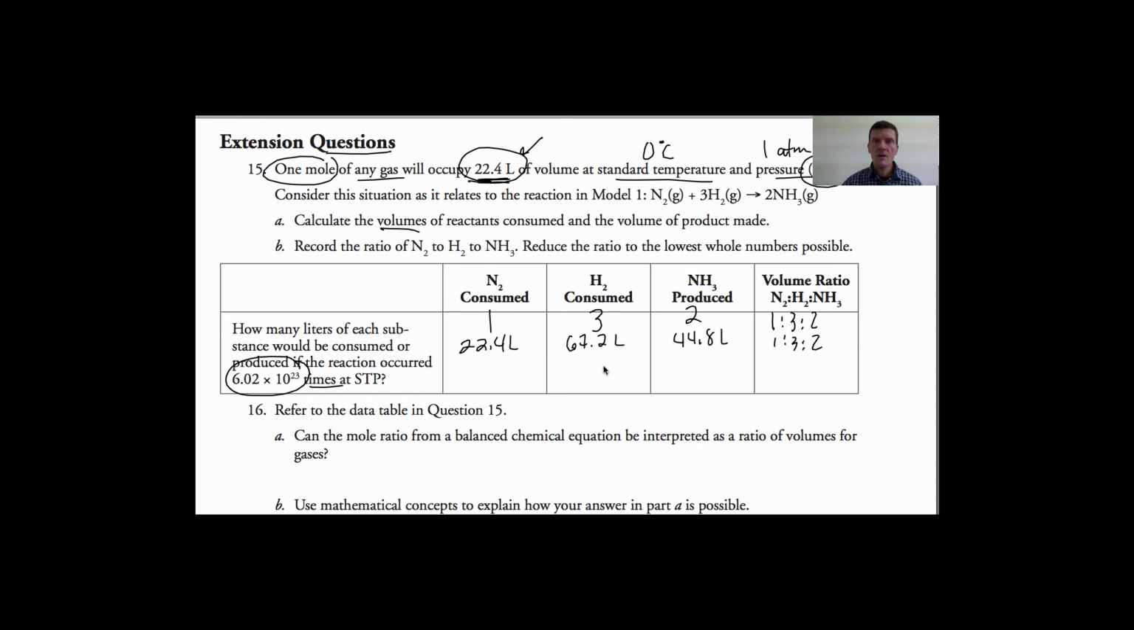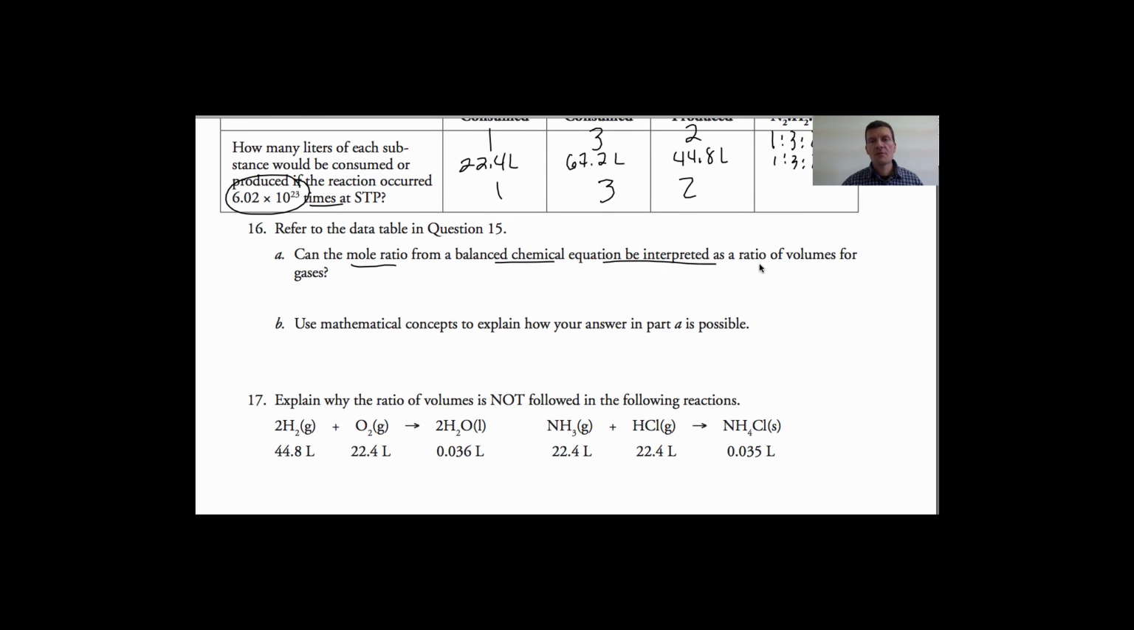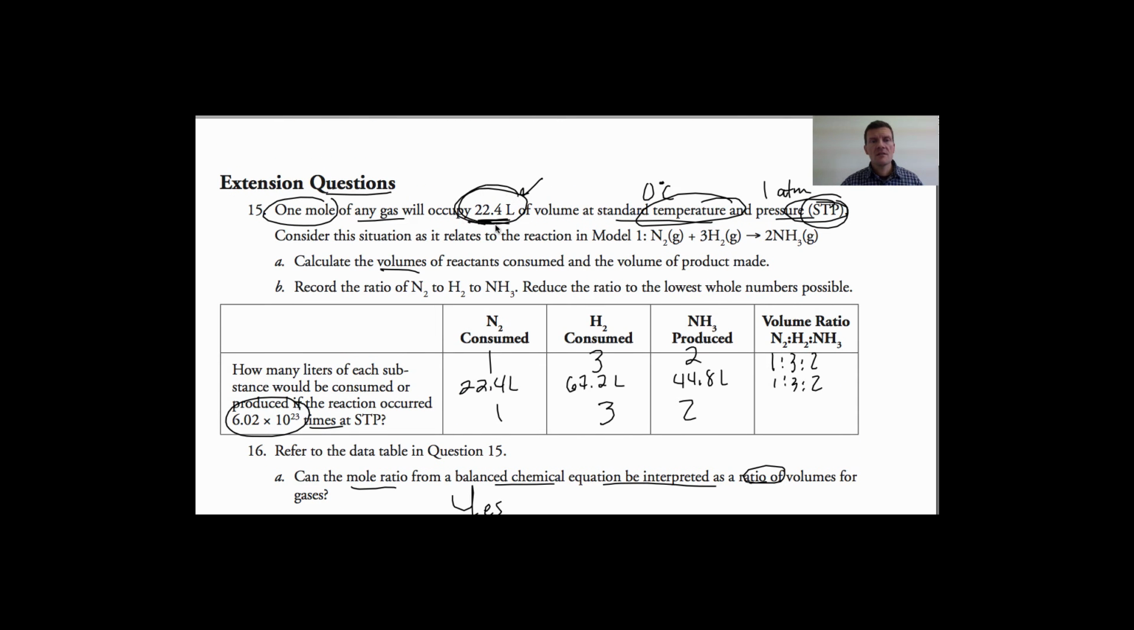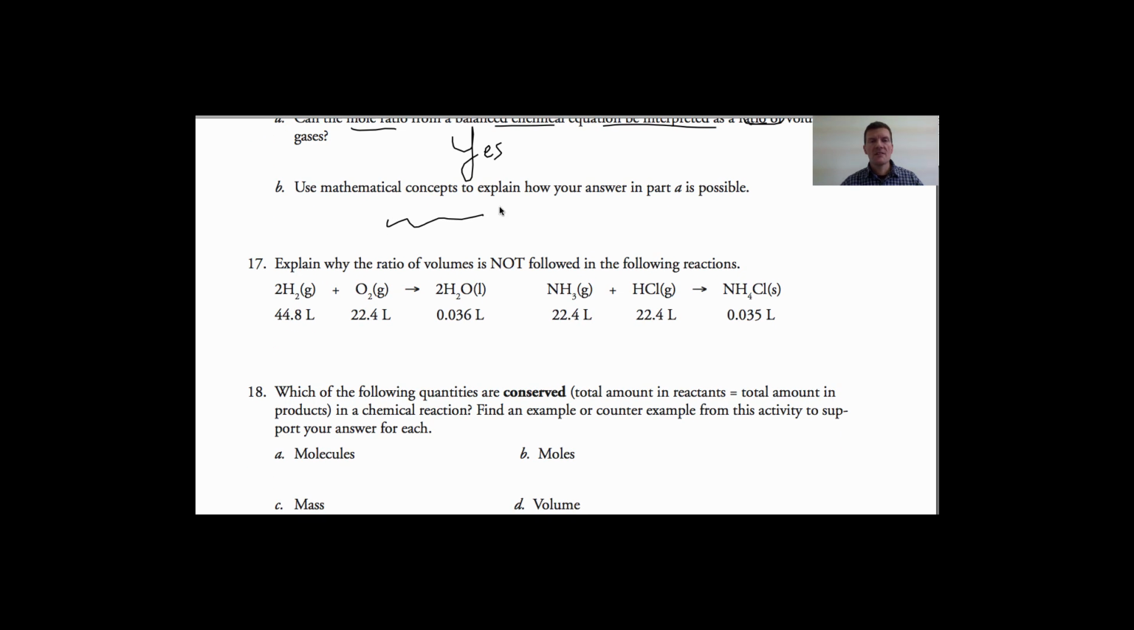So volume or number of moles can be interchangeable when you're talking about gases. This is only for gases. Okay, and as long as you're at the same temperature and pressure for all of the gases in the reaction. So it is always going to be a 1 to 3 to 2 ratio. All right. Can the mole ratio from a balanced equation be interpreted as ratio volumes for gases? Yes, it can, because of that condition. A mole of any gas is always going to occupy the same volume. Okay? And I just explained that in words right there.